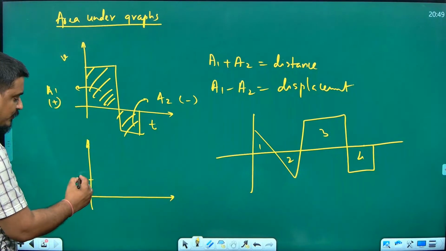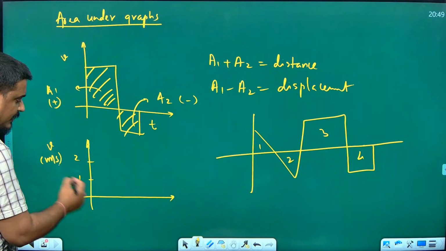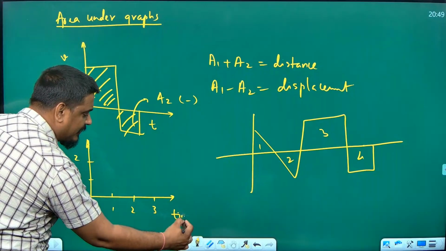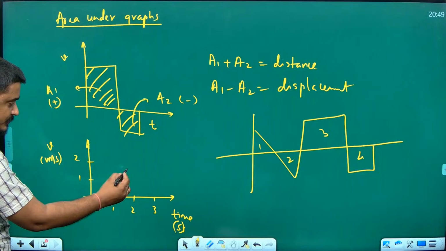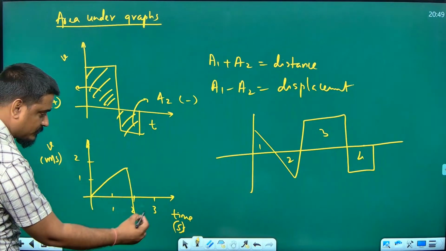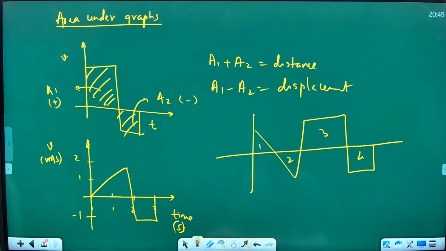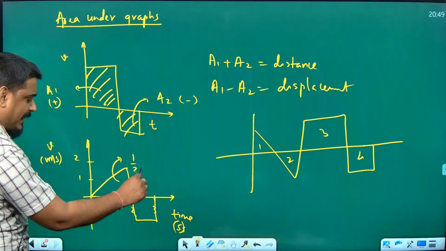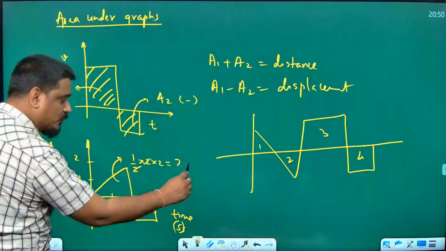Suppose this value is 1, this value is 2. Velocity in meter per second. And suppose you have 1, 2, 3. Time is given in seconds. And I am drawing a graph like this. This is -1. Now, there are two areas here. This area is how much? Half into base into height, which will be half, base is 2, height is also 2. So, it will become 2.